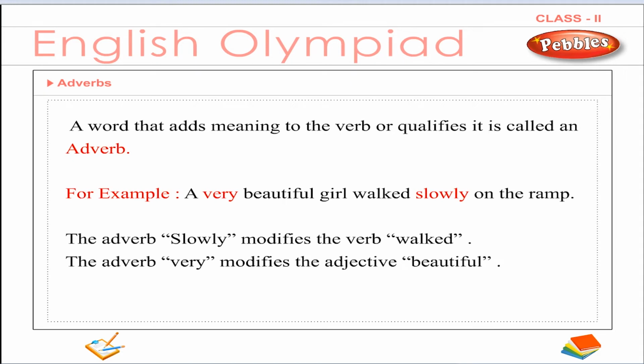Adverbs. Once we've learnt about verbs, we need to know which are the words that add meaning to the verbs. So, a word that adds meaning to the verb or qualifies it is called an adverb. For example, a very beautiful girl walked slowly on the ramp. The adverb slowly modifies the verb walked. The adverb very modifies the adjective beautiful.